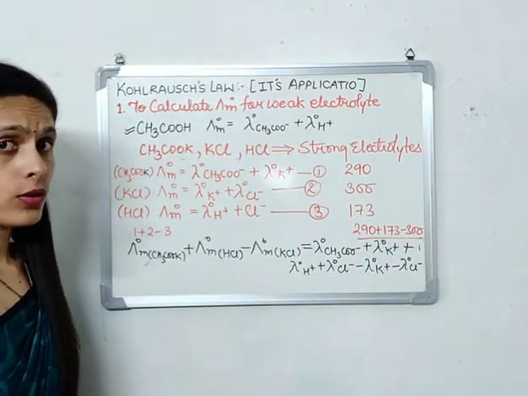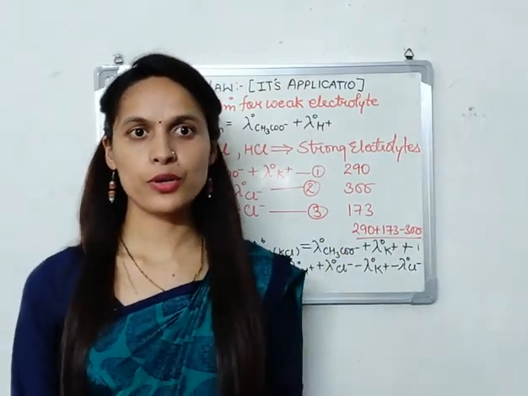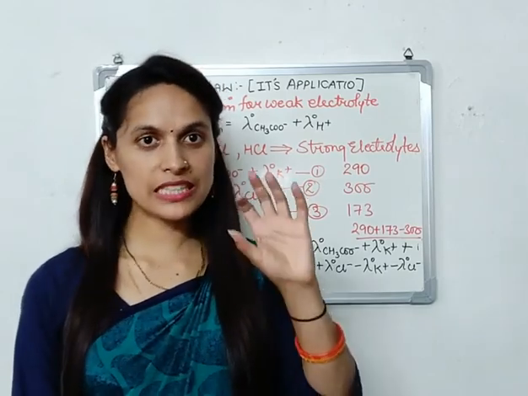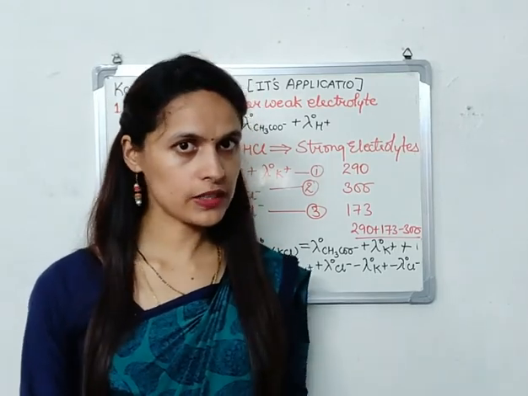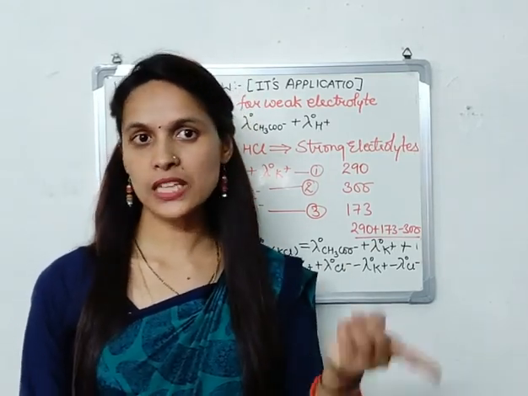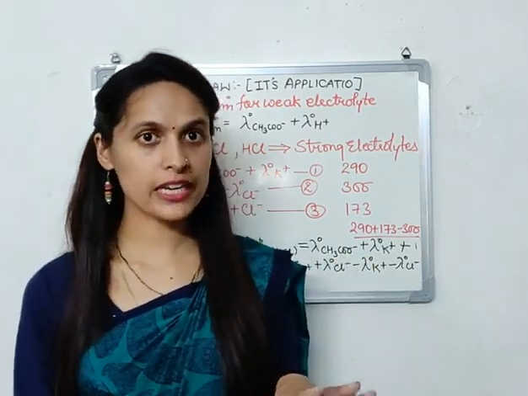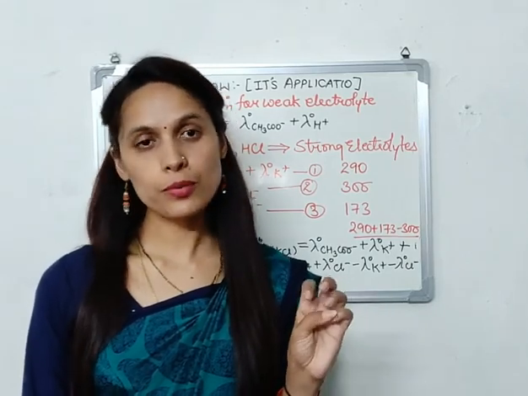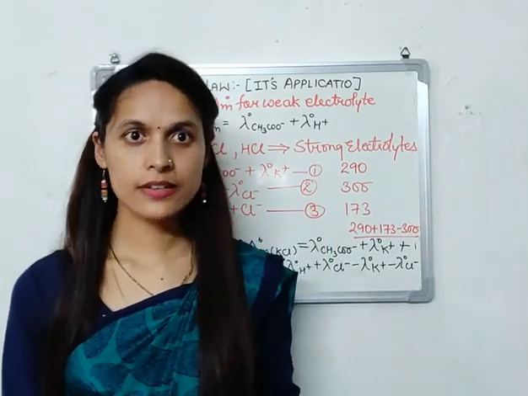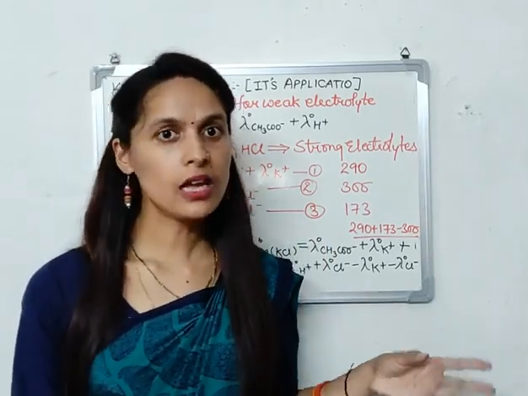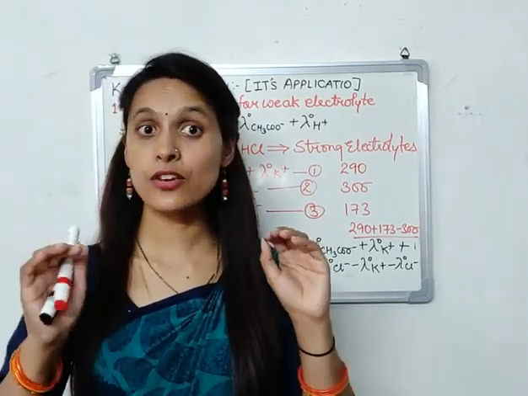This I get. Now the first statement of Kohlrausch's law is each ion contributes a definite contribution. Each ion has a definite contribution towards the total molar conductivity of the electrolyte irrespective of the other ion of the electrolyte. It means if I have any salt in which I have K positive, then the contribution of K positive is fixed. Whether it is attached with Cl negative, Br negative, or any anion, its conductivity is fixed.